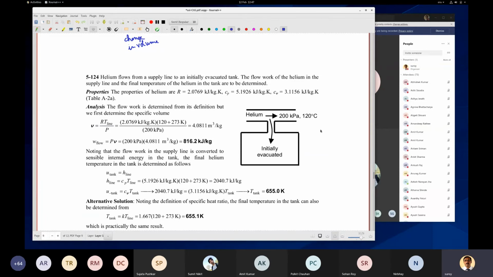So this is also not steady state, steady flow. No, so one inlet, one inlet. So this is helium. Gas is flowing. So the temperature of the helium is to be determined.